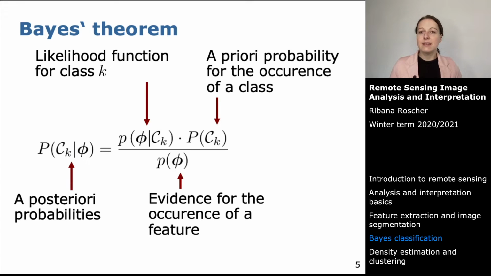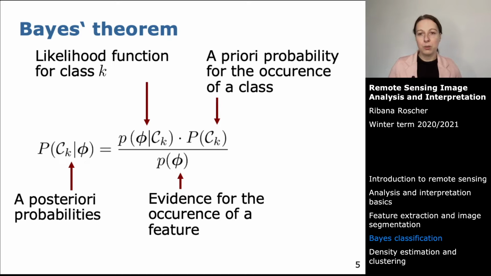And then there is the a posteriori probability. So actually there are a few of them. For each class you have a posterior probability. And this is the probability that a specific class occurs given a feature. And this is what you want to determine. So on the left side, this is what you want. On the right side, this is what you need to compute.